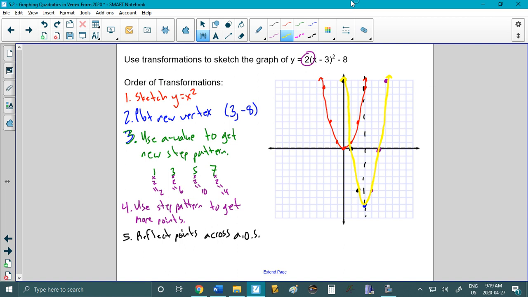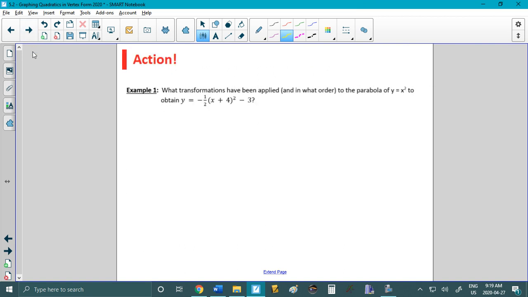We are 13 minutes in. I'm going to do a couple more examples. People have asked for some extra examples. So let's go ahead and first we will talk about the transformations, which we kind of did yesterday. So I do the vertex first. I think your textbook does the a value first, or the stretches and compressions.